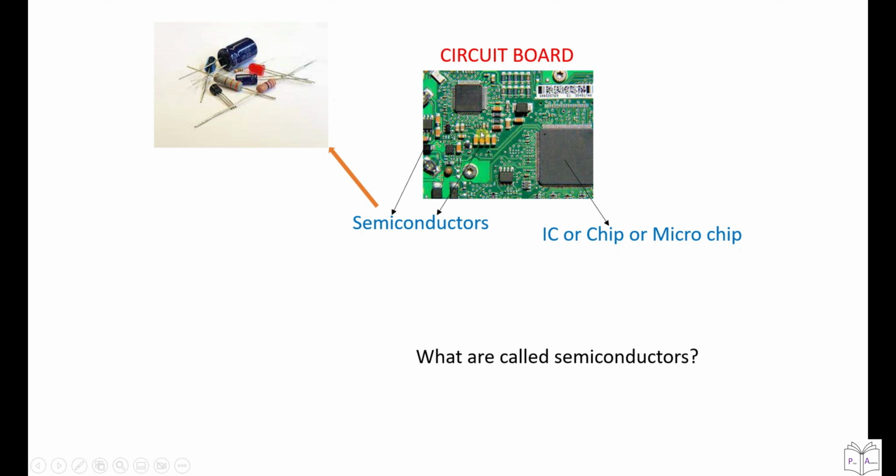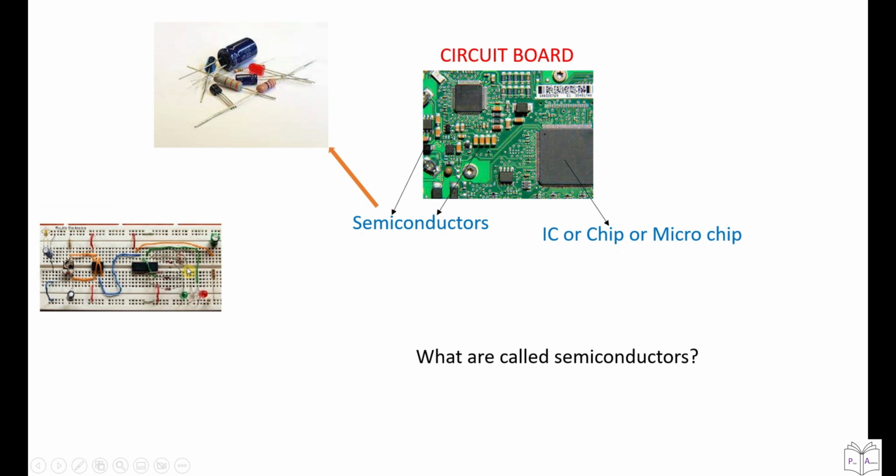How are they present inside this board? Of course, they are soldered at different places, as you see here. Are they connected to each other? Yes, of course. These semiconductors are kept at different places and we have wires connecting them, which means they are connected to each other, and this type of connection along with the semiconductors is called a circuit diagram.